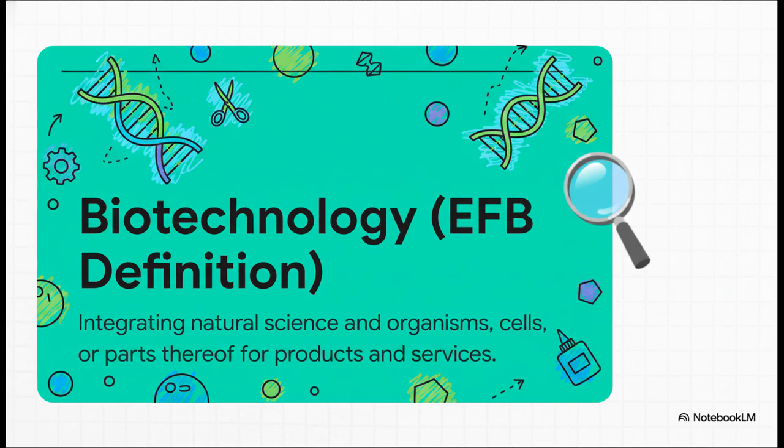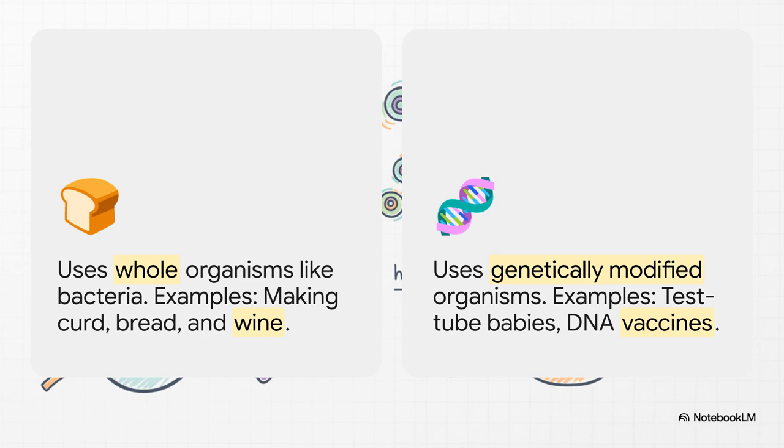See? Not so scary. So, making curd, or bread, or wine, that's what we call traditional biotechnology. It's been happening for centuries. It just uses whole organisms, like bacteria or yeast, pretty much as they are. But what we're really focusing on today is modern biotechnology. This is where we get into the cool stuff, like genetic engineering, where we actually change an organism's DNA to get exactly what we want. Things like making vaccines or even fixing broken genes.